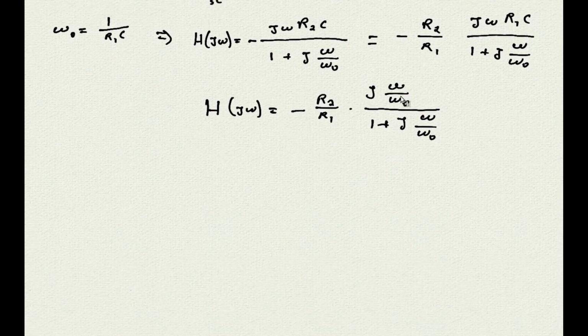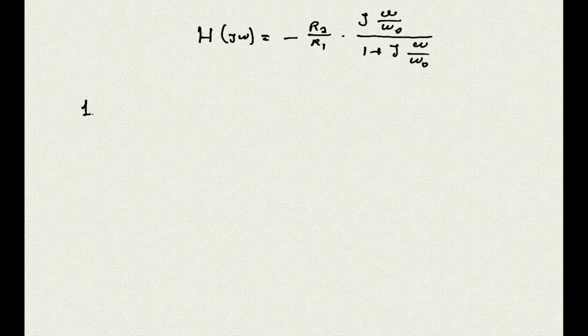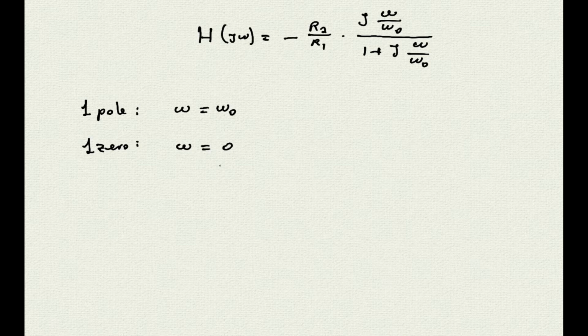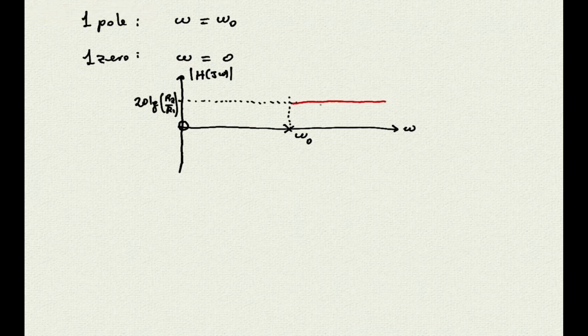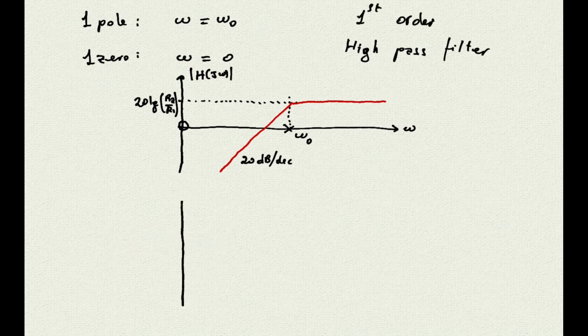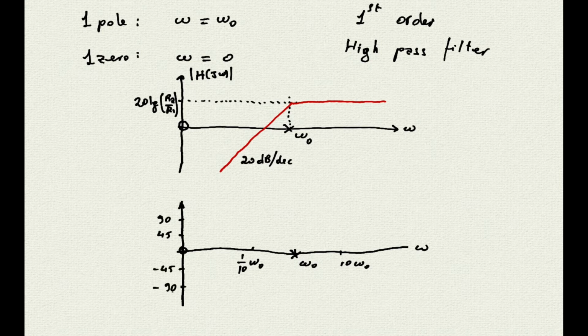In this transfer function we still have one pole, omega 0, but we also have one zero with the value of 0. Given the zero, the pole, and the amplification, which will be converted in dB, we can now draw the Bode diagram of the magnitude, and then the Bode diagram of the phase. And so now we can tell that this circuit is basically a high-pass filter.